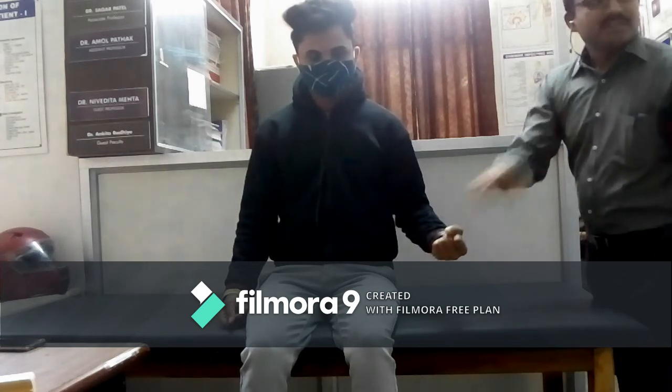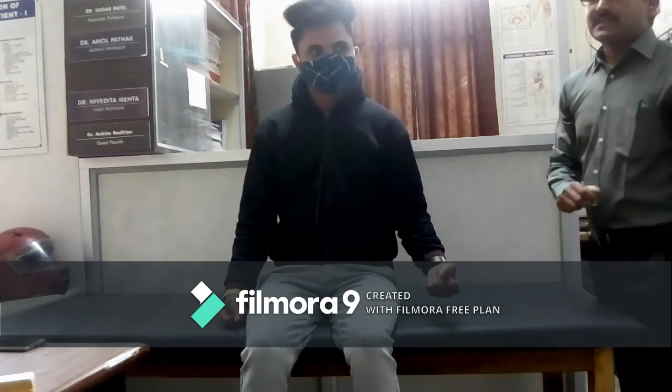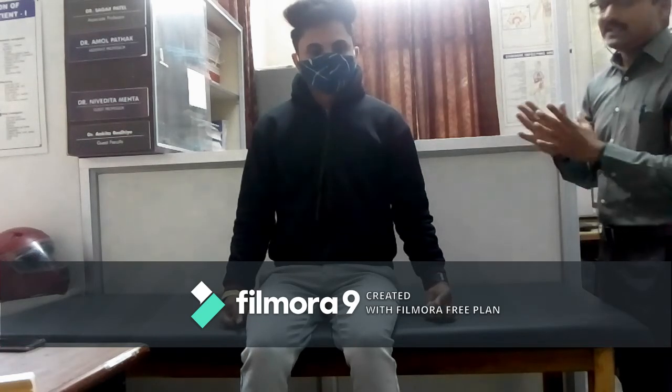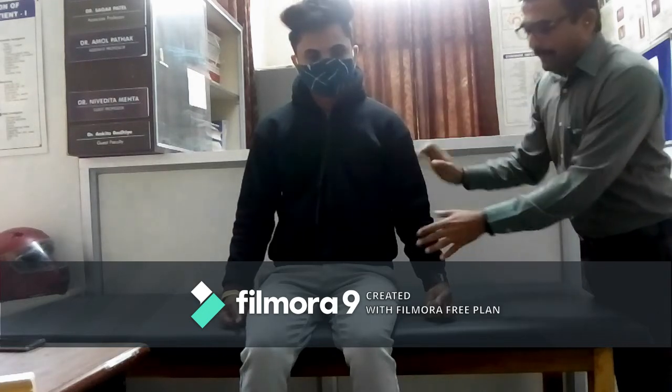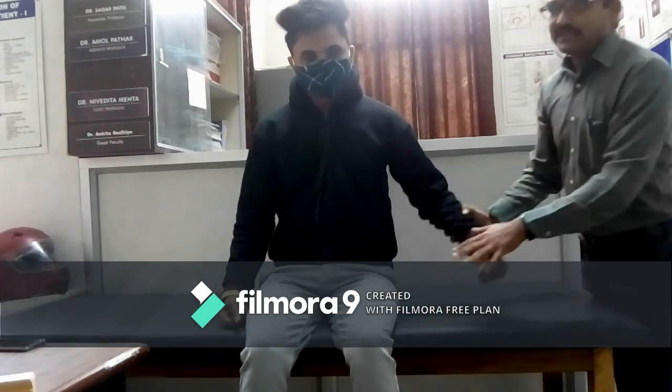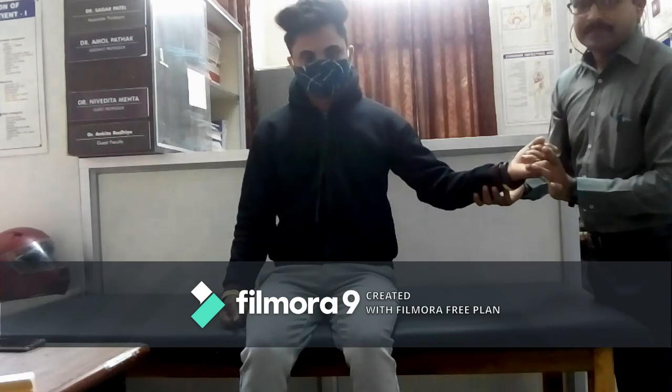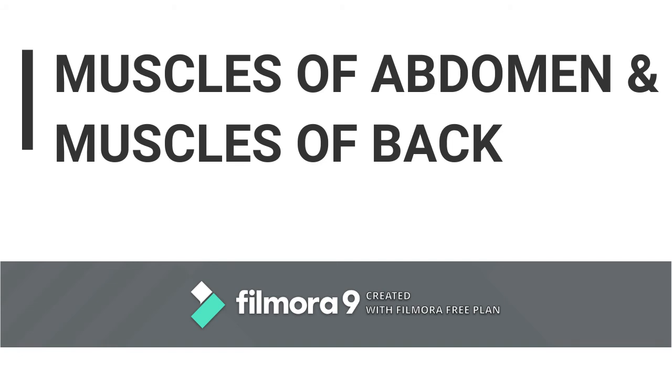Understood? So this finishes the examination of muscles of the upper extremity: shoulder girdle, then the chest region, then the arm region. The forearm and hand region we are skipping. Now coming to the muscles of abdomen and muscles of back.